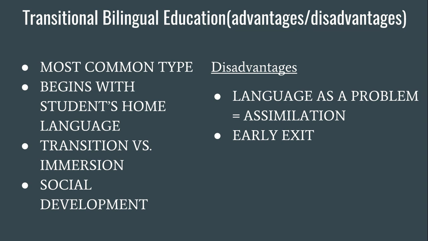But because it's transitional, the students can take music, PE, and art or other similar classes in English, which can help their social development by interacting with English proficient peers.